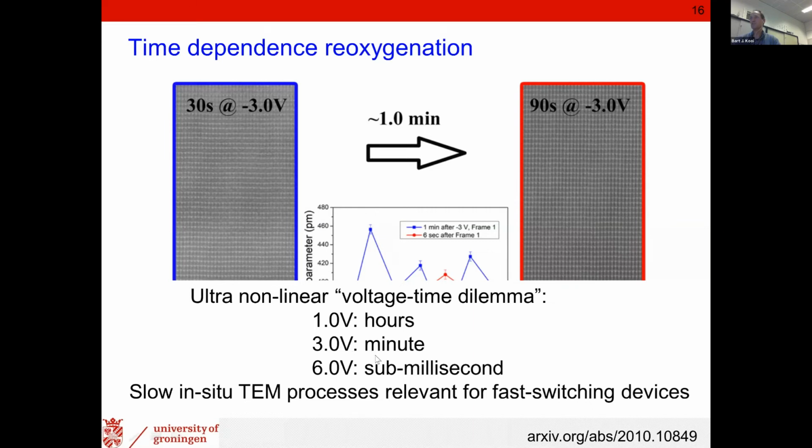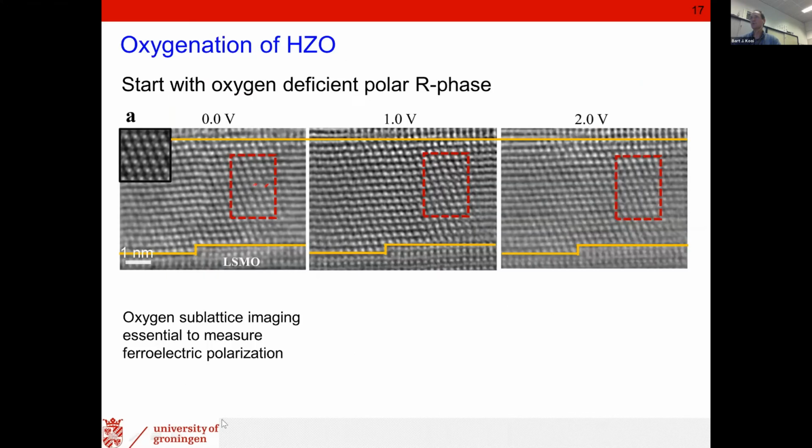Yeah? And the point is this, we of course didn't measure in the TEM, but we know that in devices, if we go to 6 volts, it goes to switching in sub-milliseconds. So the point is, in the end, the slow in situ TEM processes are still very relevant for much faster switching devices in the actual devices. And this was only the bottom electrode. So what is now actually happening in this crucial layer in between, which is called this hafnia zirconia oxide.